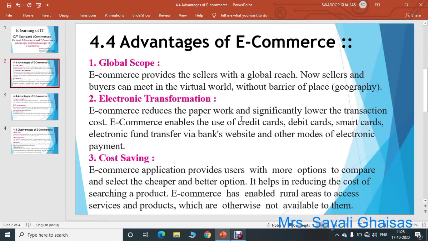E-commerce has enabled rural areas to access the services and products which are otherwise not available to them. In some rural areas, some services, some products may not be available, but by implementing e-commerce, they also can purchase such products and will be able to access such different services. So that is cost saving, another advantage of e-commerce.